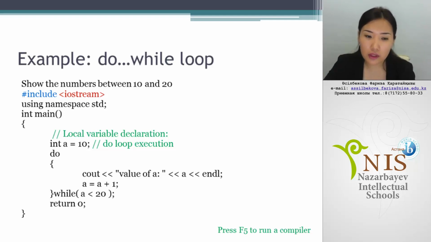Include iostream, then the next line is using namespace std. Then we should start the function main, and before the do while loop you should write integer a equals 10. Then we start the do while loop. Write do, open the brace, and then cout the value of a. Then we should output a, which in the first step is equal to 10, and then end the line.